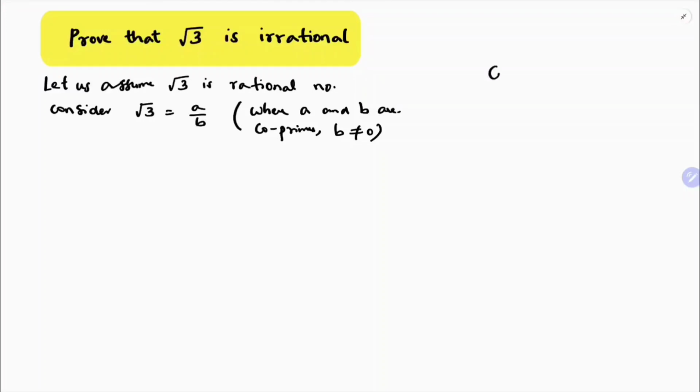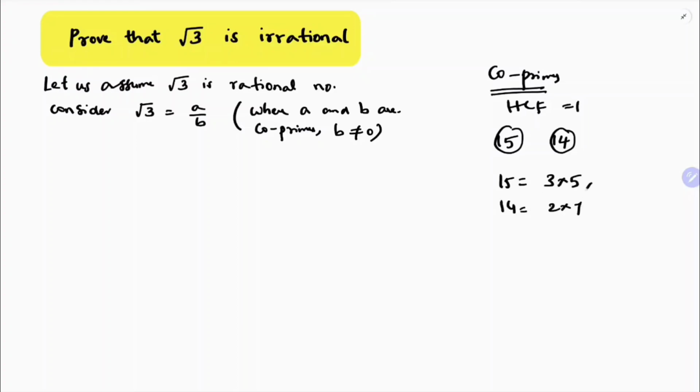So what are co-primes? Co-primes are numbers whose HCF is 1. For example, 15 and 14. They are not prime numbers, but they are co-primes because the HCF is 1. What I want to say is there is no common factor; it is already in simplest form. So a and b are co-primes.